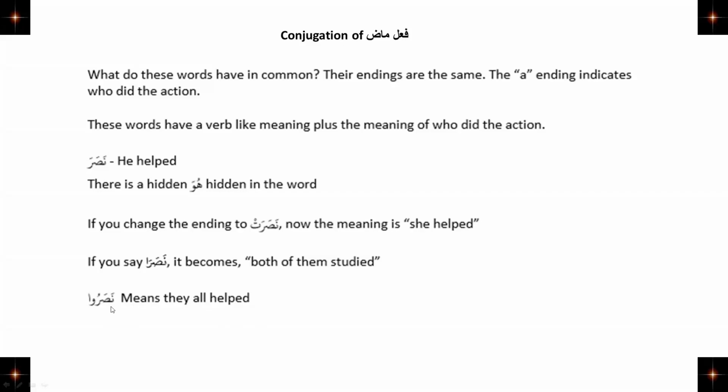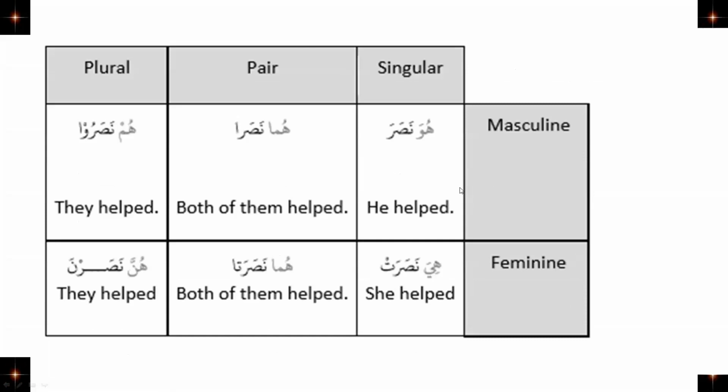If you are a group, you'll be getting the waw. Nasaru, akalu, dhahabu, darasu. It's for all of them. It means they helped. These are some of the examples that we have been learning.